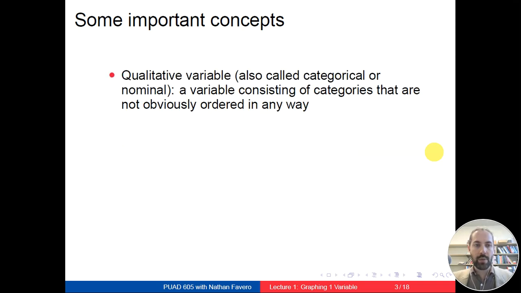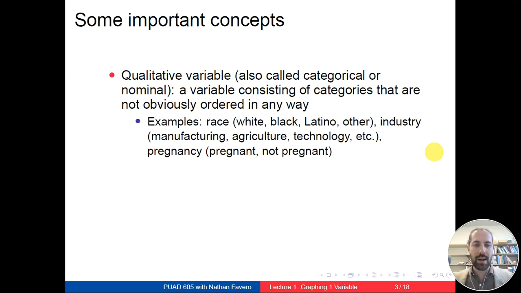Now, it's important to distinguish among different types of variables. And for now, we're going to focus on mainly thinking about qualitative and quantitative variables, and then we'll break that down a bit more. So, what is a qualitative variable? It's a variable consisting of categories that we can't obviously order in any particular way. And this is easiest to understand if we have some examples. Things like race. You can have multiple racial categories like white, black, Latino, other, Asian. And it's not like we can talk about least to most when we're talking about a qualitative variable. They're just distinct categories.